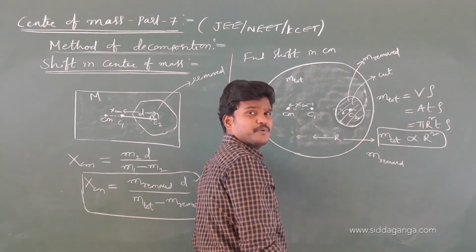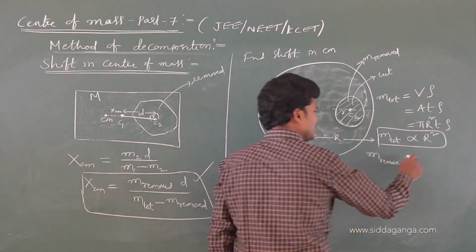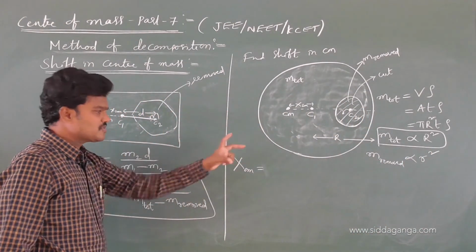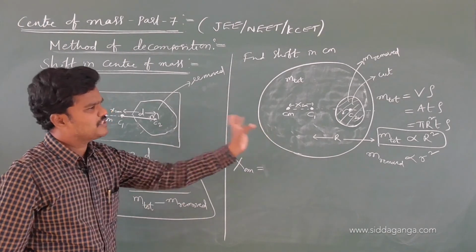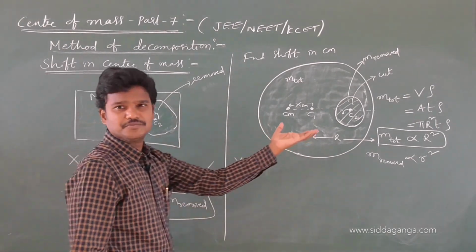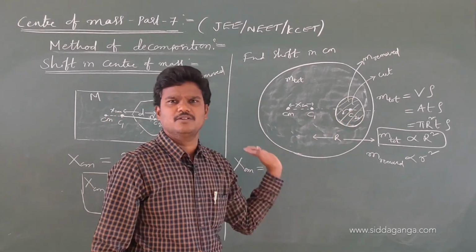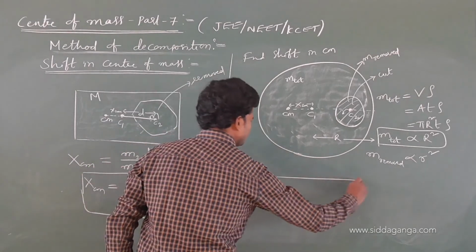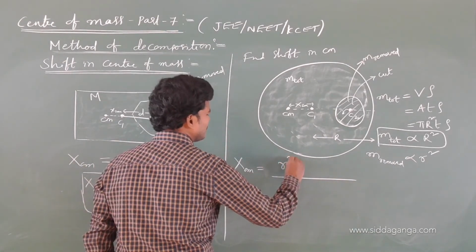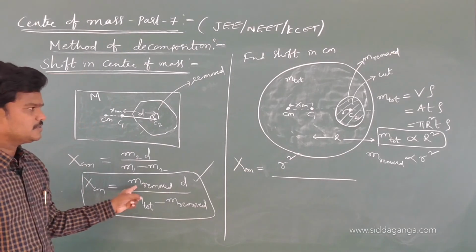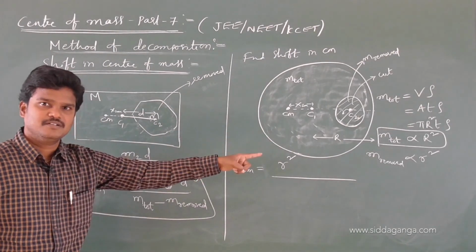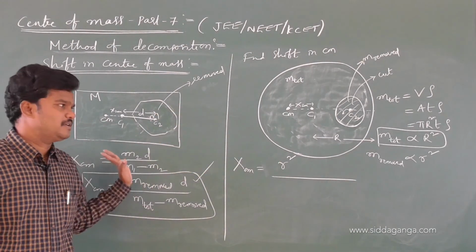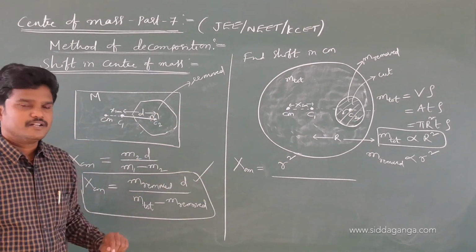That area is proportional to pi r square, r being the small r. Then substitute the proportionality values here. Otherwise you can use the complete value, and the constants in the numerator and denominator will cancel out. So XCM is equal to removed mass, proportional to r square, into distance.